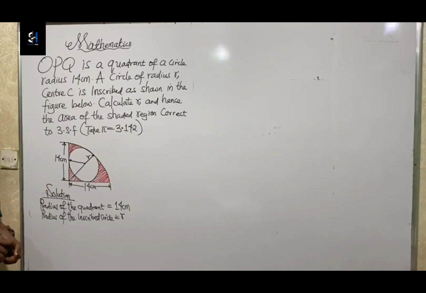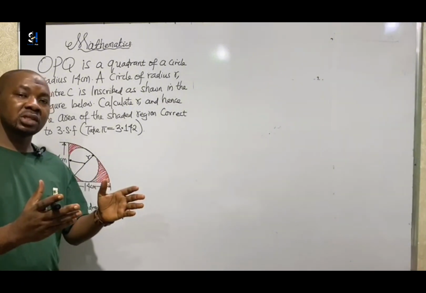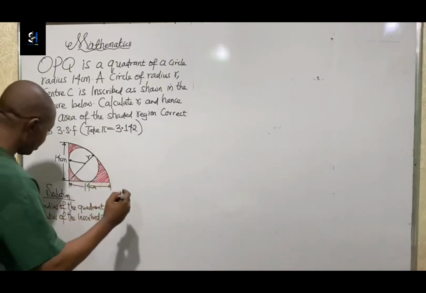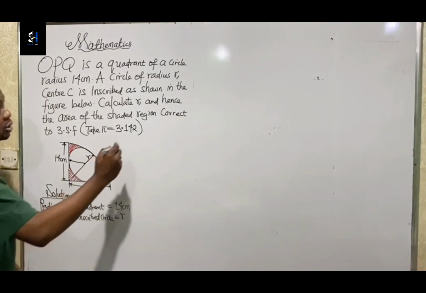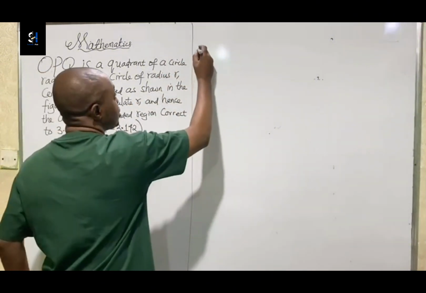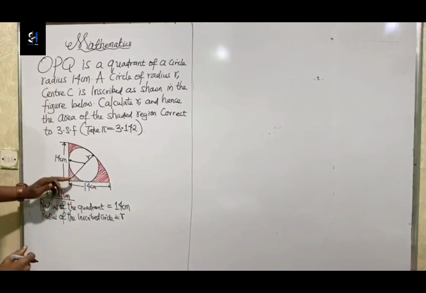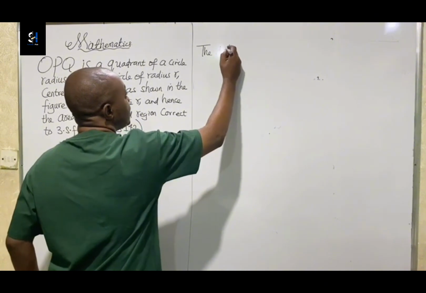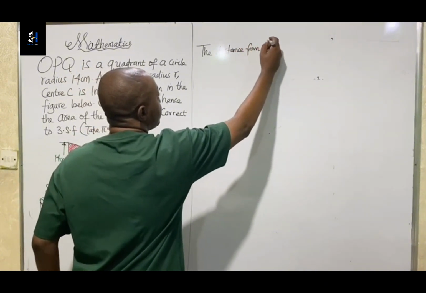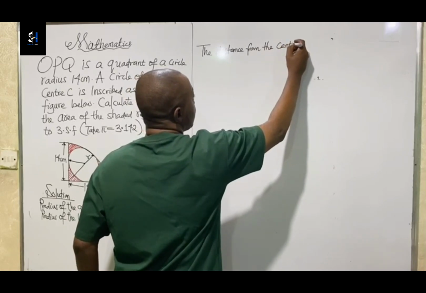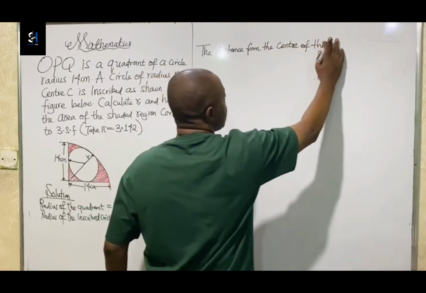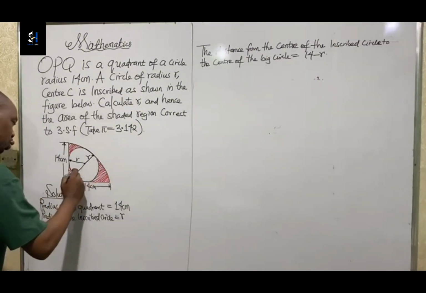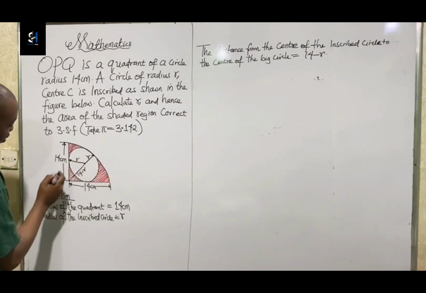So we're going to have what we call an isosceles right triangle. The distance from the center of the inscribed circle to the center of the quadrant is 14 minus R. So we have this distance to be 14 minus R.